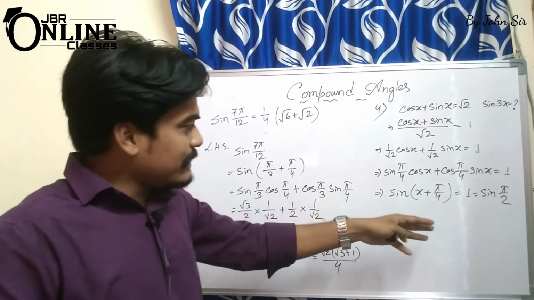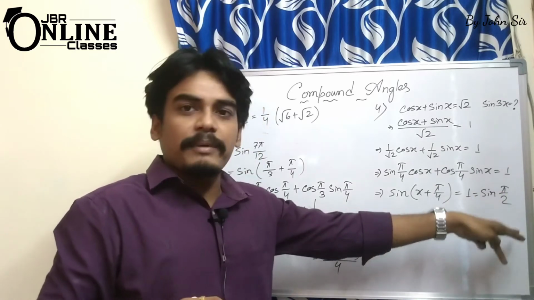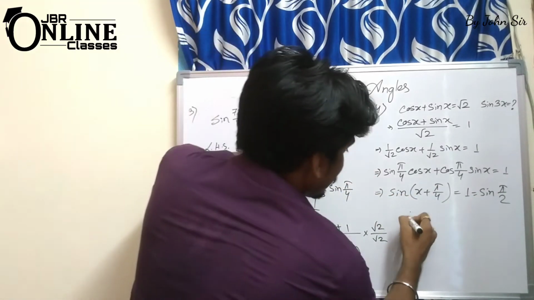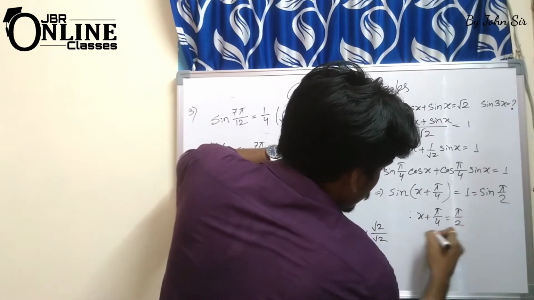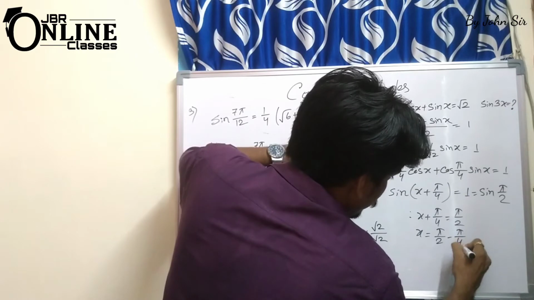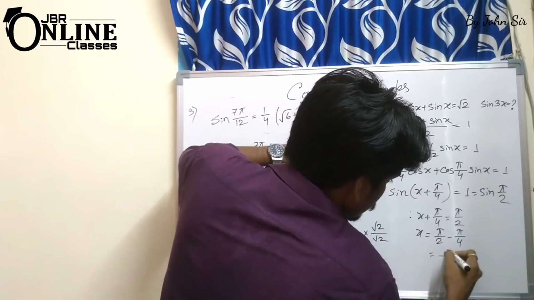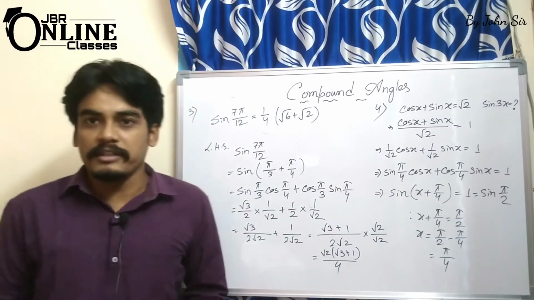So in both case, in the left hand side, sine x plus pi by 4 equal to sine pi by 2. So that means you can write here, therefore x plus pi by 4 equal to pi by 2, and from that x equal to pi by 2 minus pi by 4. So that equal to pi by 4. So that means x equal to 45 degree.